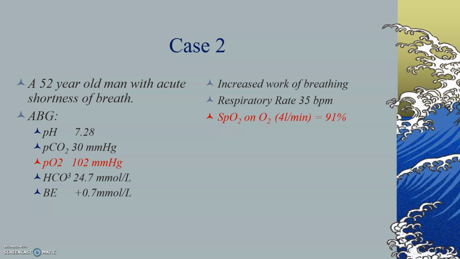Just to highlight that his sats are low and he's breathing an increased concentration of oxygen. Now is this type 1 or type 2 respiratory failure? Well, his PCO2 is low, so that suggests that this is type 1 respiratory failure. He's actually overbreathing, but still his saturations are low.